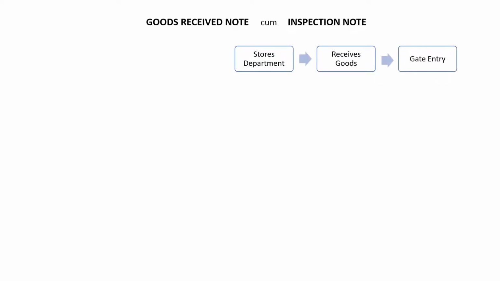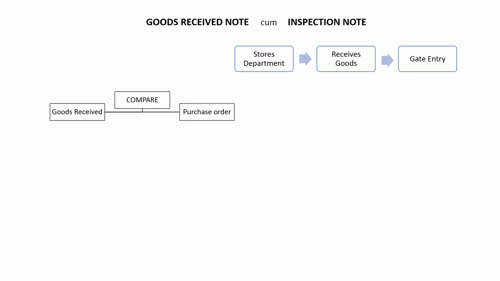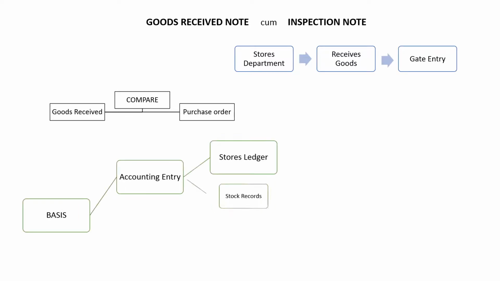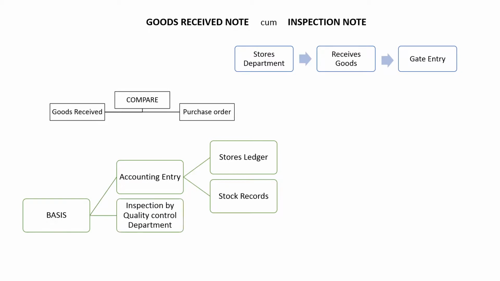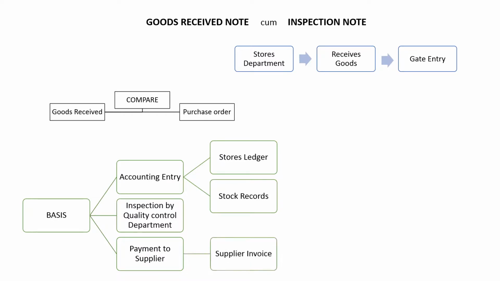Goods received cum inspection note. The stores department will receive the material at the gate entry. It will compare the quantities received with the PO quantity. It is a valuable document as it forms the basis of accounting entry in the stores ledger and stock records. It is the document basis for the quality control department to carry out inspection of the material inward. It also forms the basis of payments to be made to the supplier in respect of the materials supplied. Suppliers' invoices are checked with goods received notes, which vouch for actual receipt of the goods supplied by the supplier.